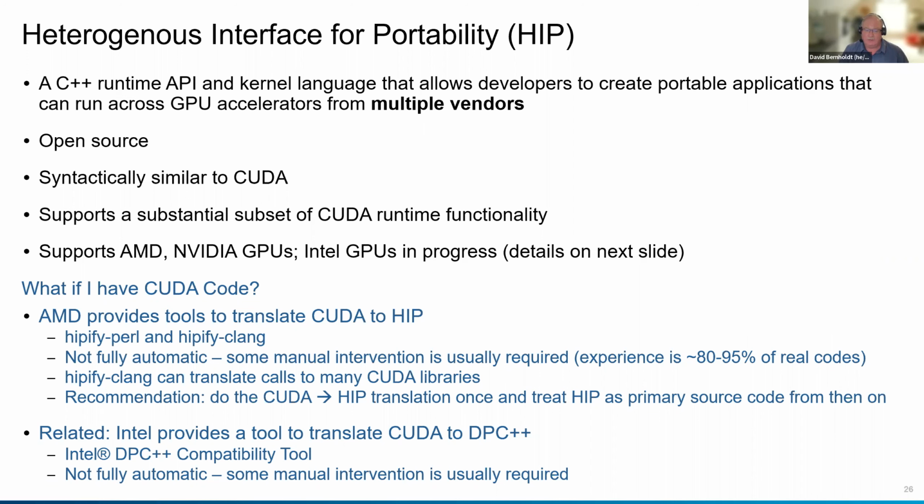This is a fairly straightforward approach, I think, for most CUDA applications if they want to translate their codes. Because you can't completely automate this translation, the recommendation is to do the CUDA to HIP translation once and then treat the HIP as your primary source from then on. I know people may not necessarily like that, but it is a fairly straightforward way, and you're not really losing performance with the HIP layer.